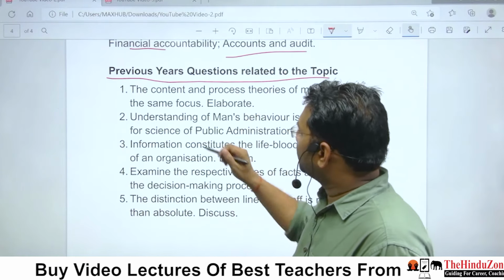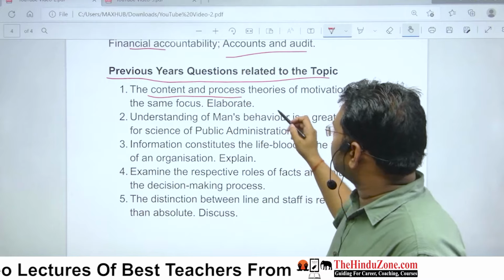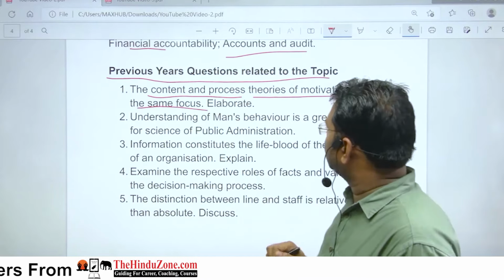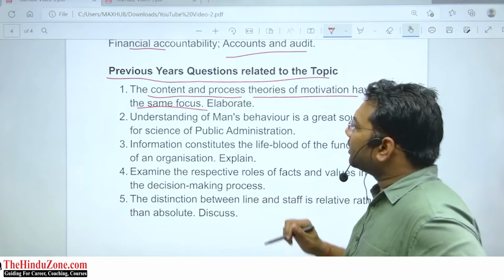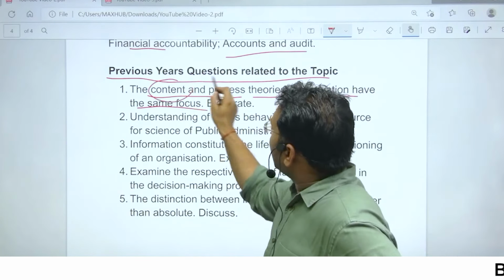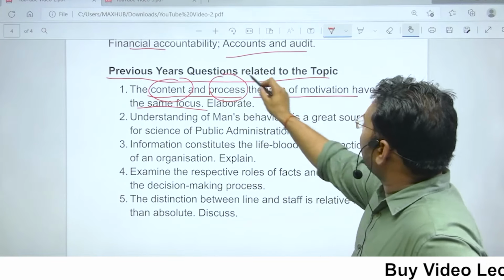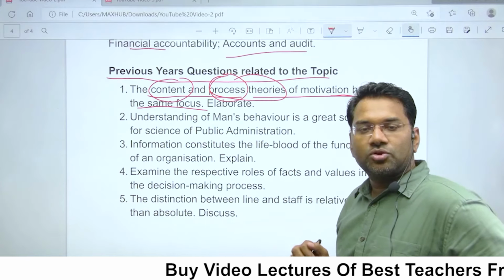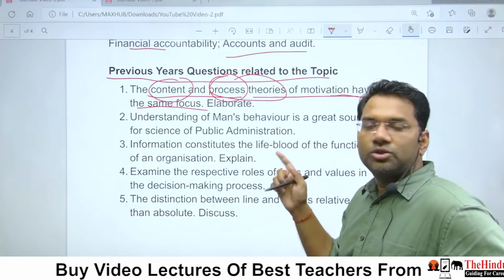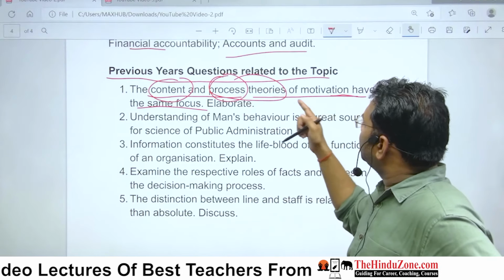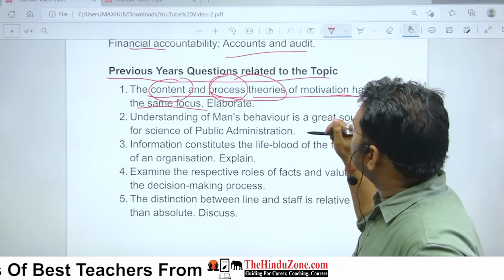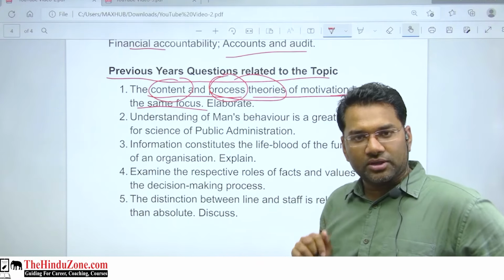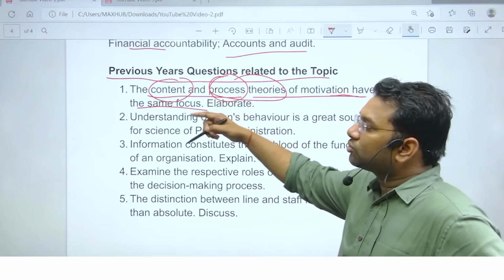Okay, we'll see. So the content and process theories of motivation have same focus. Elaborate. Okay, इसमें क्या बोला जा रहा है in question में? The content and the process theories of the motivation have same focus. So इस question में UPSC wants you to talk about the theories of motivation. Content and process theory of motivation have same focus, right? So इसमें क्या होगा? You need to talk about all the theory.